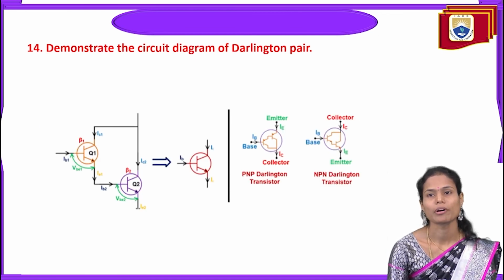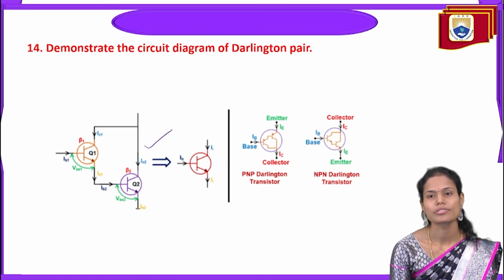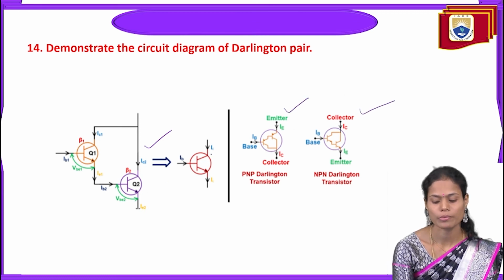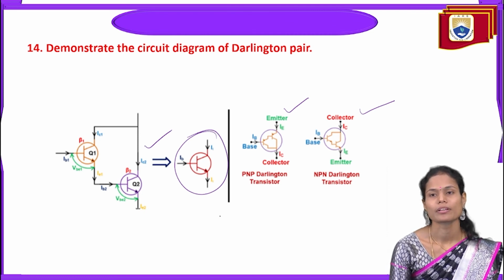Demonstrate the circuit diagram of Darlington pair. So this is the Darlington pair using two transistors. This is the PNP form, this is the NPN form. We can also represent it as a single form. So we have to explain a few points related to this circuit for this question.